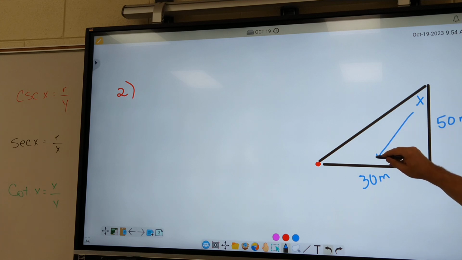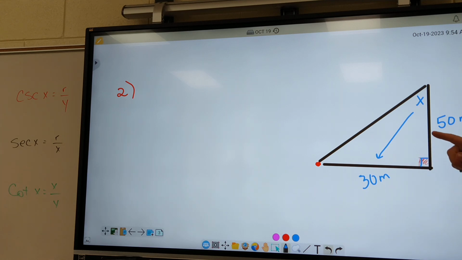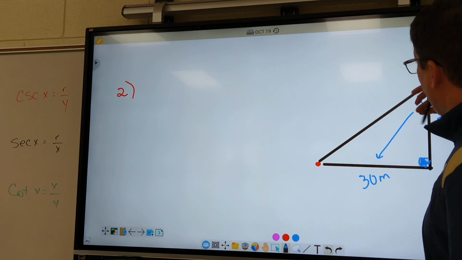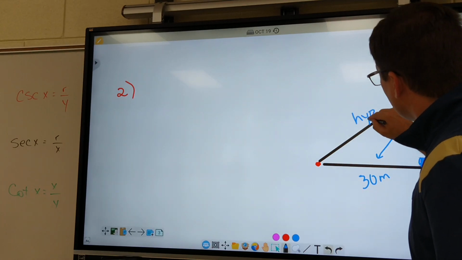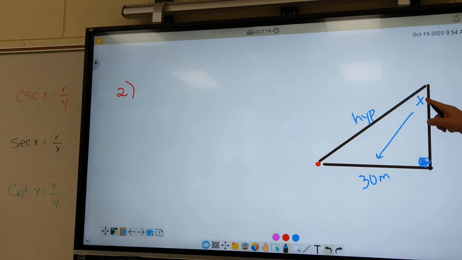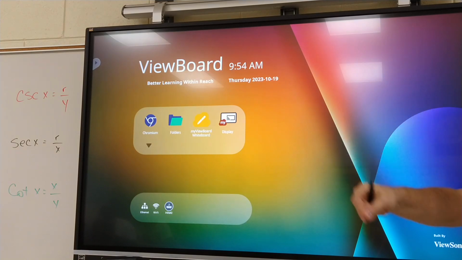Samari, 30's on which side? Opposite, adjacent, or hypotenuse? No, the hypotenuse is always across from the right. You just said it was at the bottom. I did not, you're making that up. I said the hypotenuse. Why are you interrupting me? I said the hypotenuse is always across from the right angle. Right, so that is going to be the hypotenuse every time.